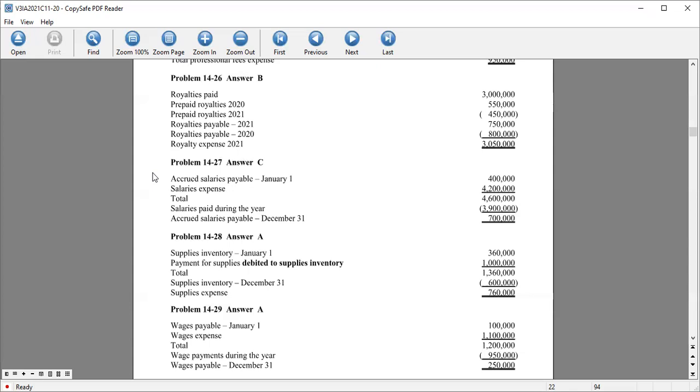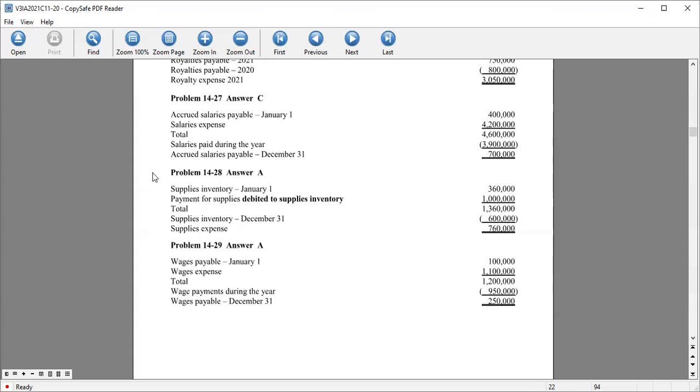Next, number 29. What's the amount of the adjusting entry for accrued wages payable at the end of the year? So in number 29, we have wages payable January 1 of 100,000. Then to wages payable on January 1, we add wages expense of 1,100,000. Then from the total, we deduct wages payments. Wages payable end is 250,000. So the answer for number 29 is letter A.